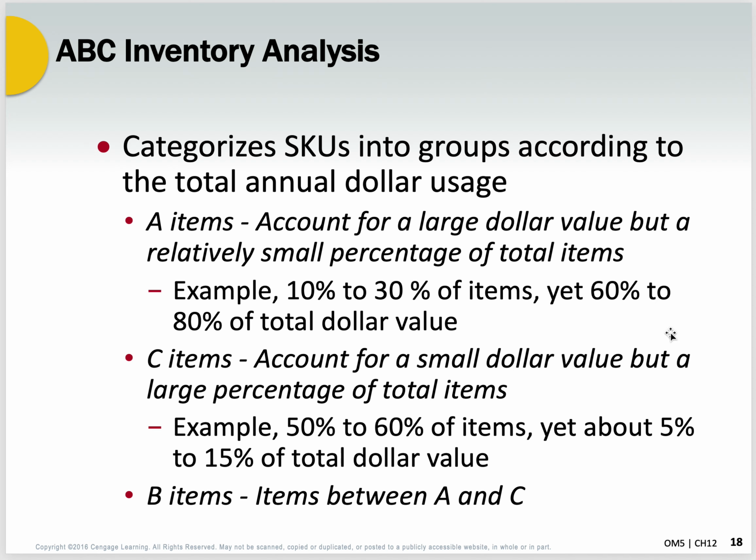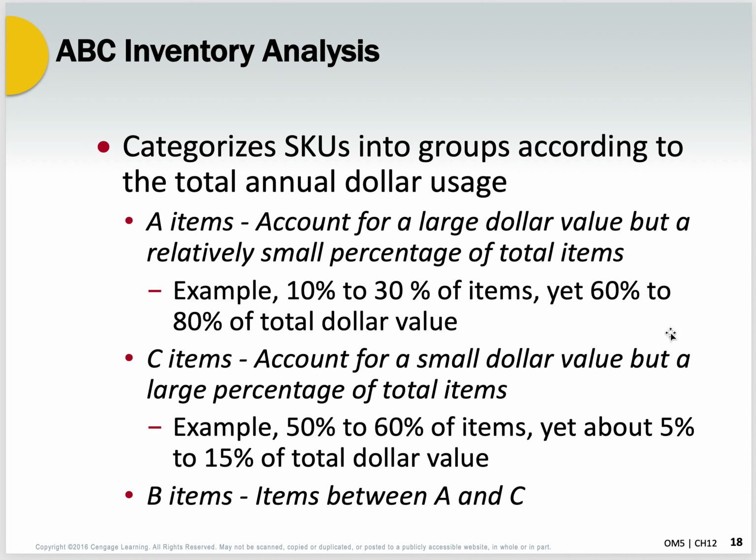A items are the large dollar value but relatively small percent of total items. All consumer goods tend to have this. 10 to 30% of your items sell 60 to 80% of your total dollar value. Well, hey, if I have 10% of my items, 20% of my items responsible for 80% of my sales, I think I'm going to really focus on making sure that I have those items in the right quantities in the right place at the right time.